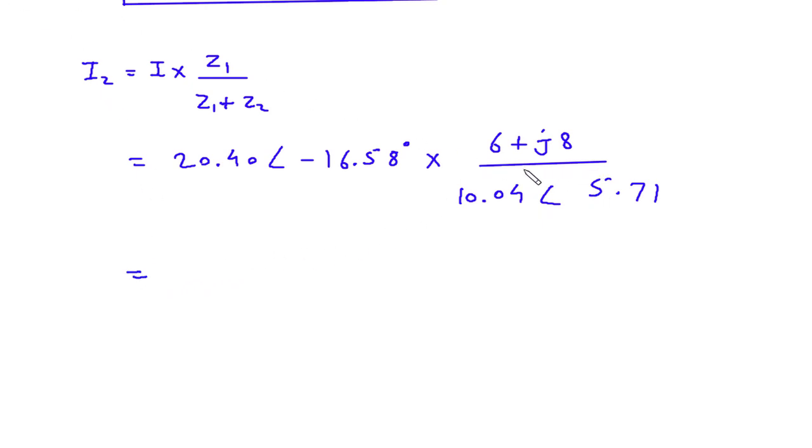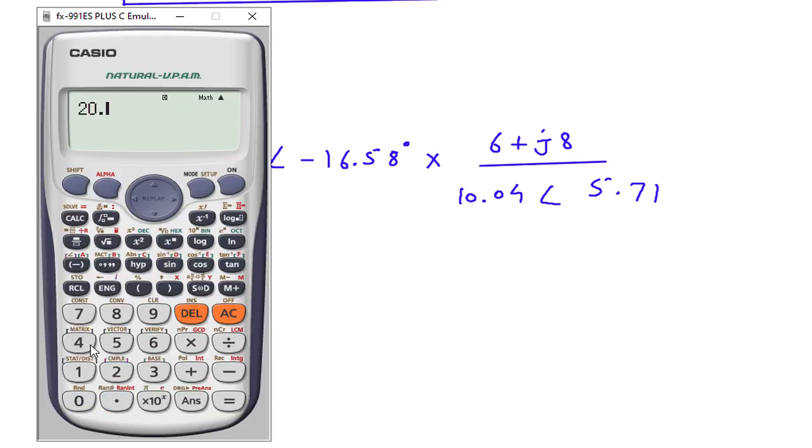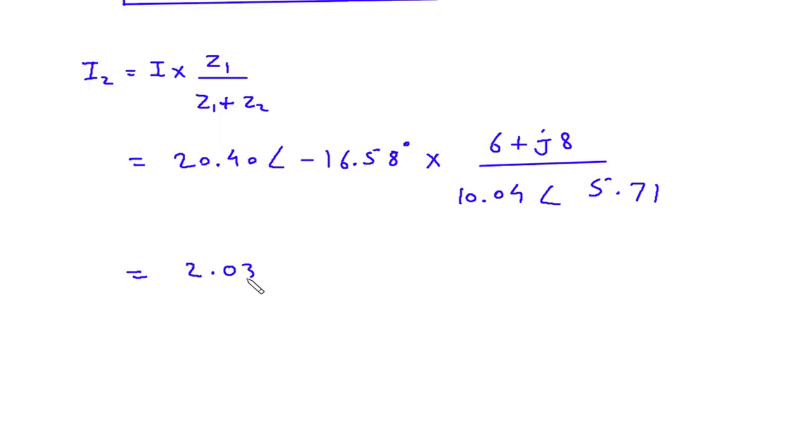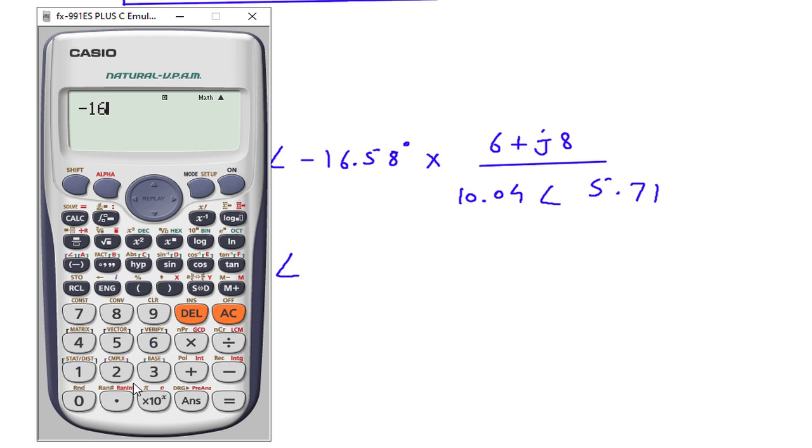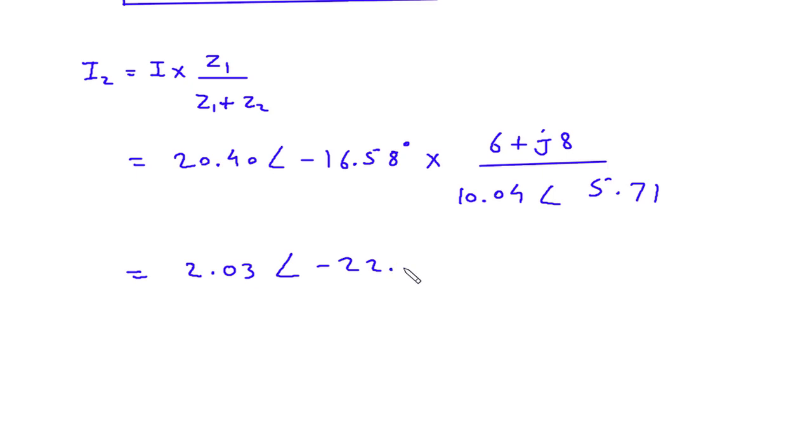Now again we will simplify this. First of all, we will simplify this part: 20.40 divided by 10.04. So it is 2.03, at an angle of minus 16.58 minus 5.71. So it is minus 22.29. This will be multiplied with this value.